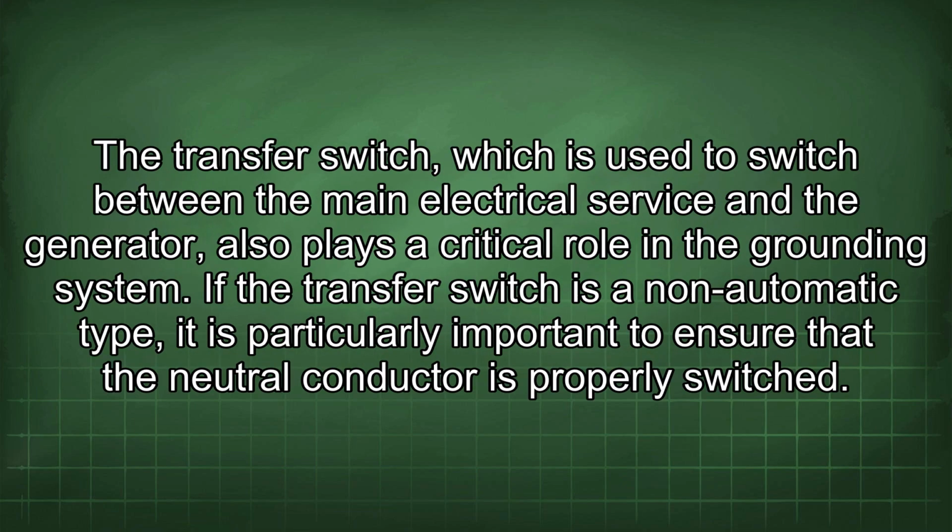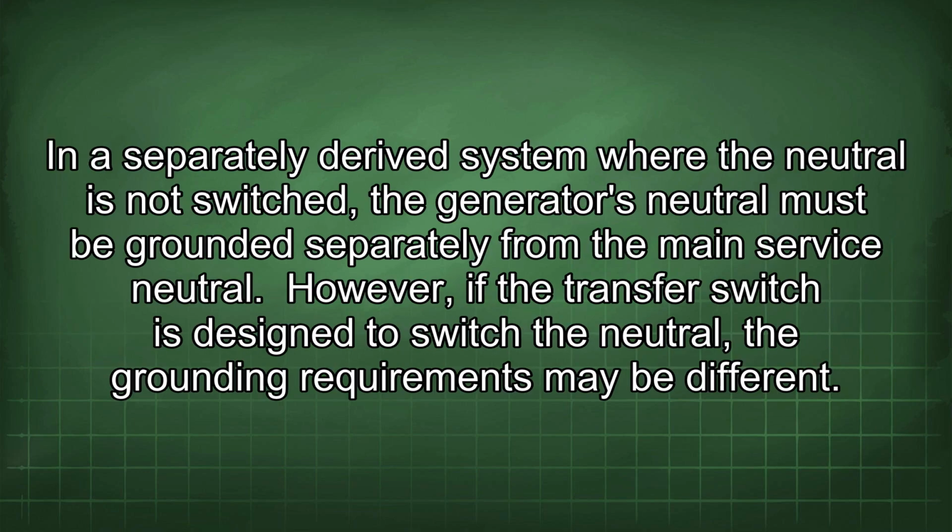The transfer switch, which is used to switch between the main electrical service and the generator, also plays a critical role in the grounding system. If the transfer switch is a non-automatic type, it is particularly important to ensure that the neutral conductor is properly switched. In a separately derived system where the neutral is not switched, the generator's neutral must be grounded separately from the main service neutral.